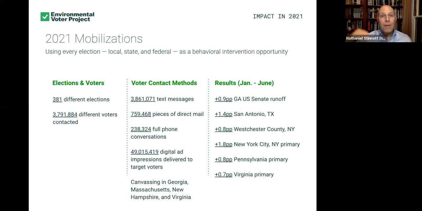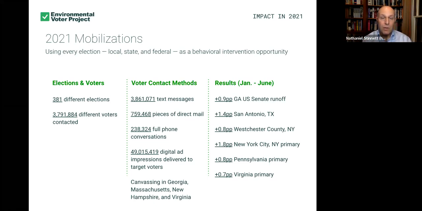And you'll see, we had similar results, oftentimes even better, in San Antonio, New York City, Pennsylvania, Virginia, and that's just the first half of last year. This is the power of the type of work that we do, individually identifying these voters who are already with us. They don't need opinion-changing messaging. They just need cutting-edge behavioral interventions to try to turn them into better voters.